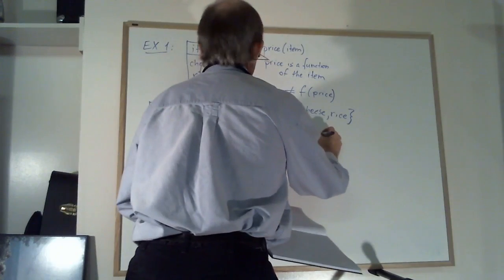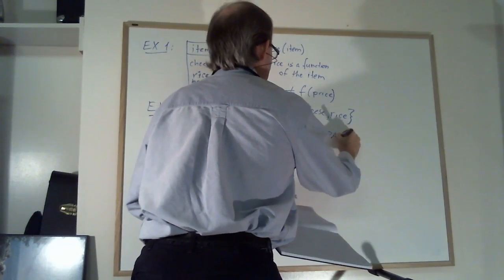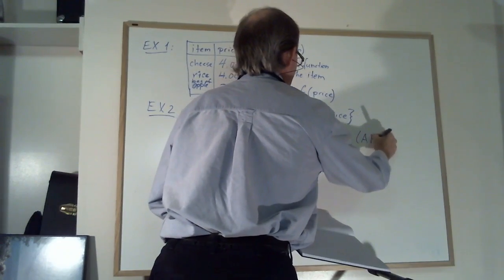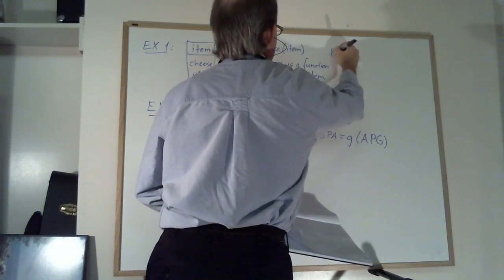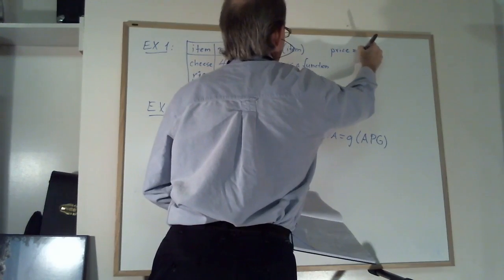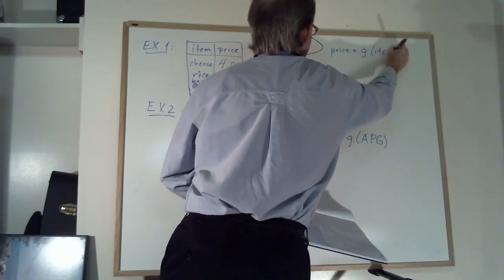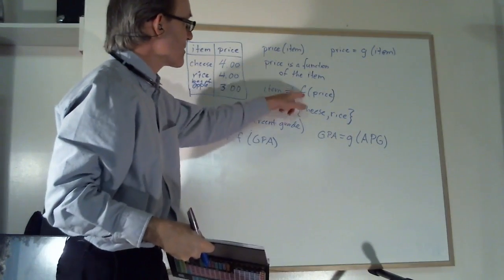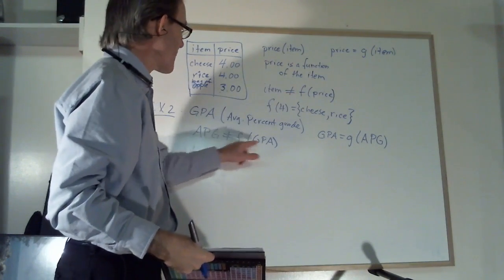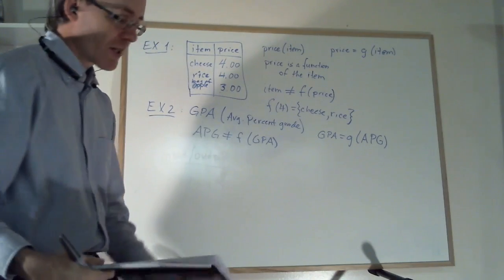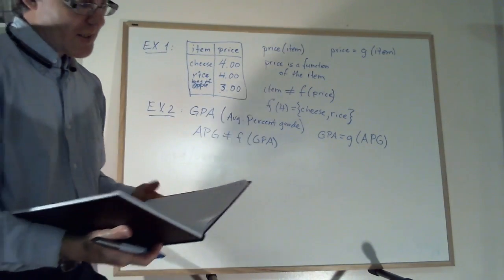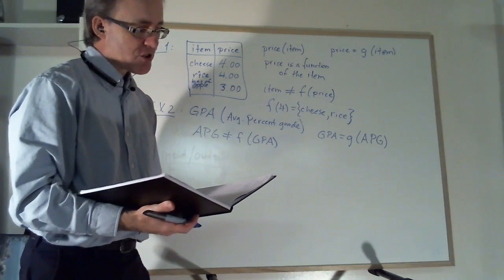I could write it like this. GPA is a function G of the average percent grade. Just like price. Price is a function of item. I should write it like that, so that it's consistent with this way. But it's not a function the other way around. Okay, and another example they give you, it's a try it out question.